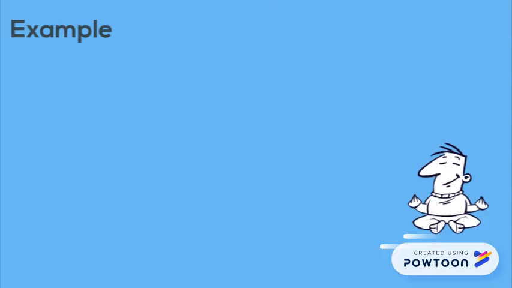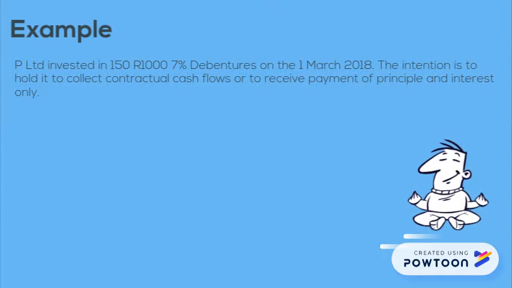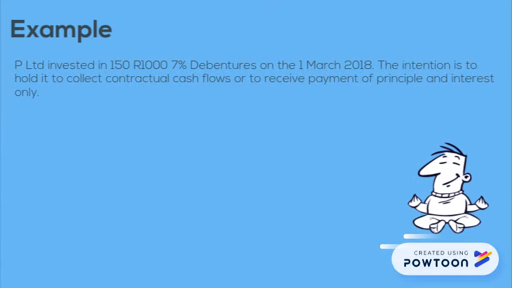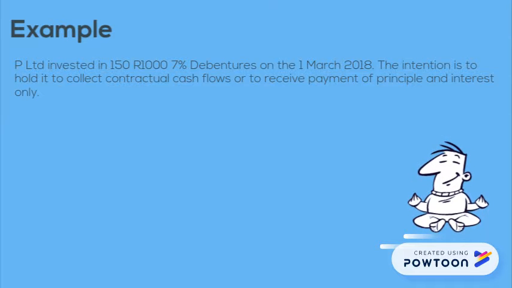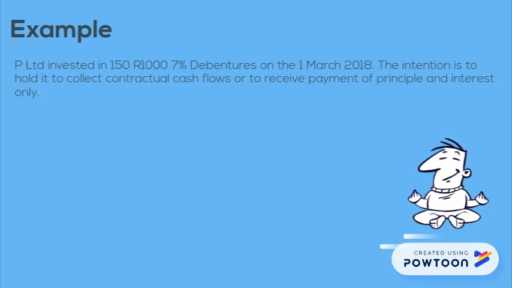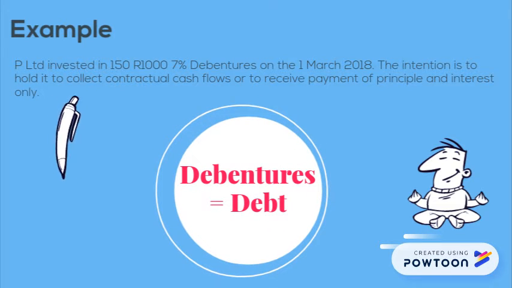Looking at an example, P Limited invested in 150 1,007% debentures on the 1st of March 2018. The intention is to hold it to collect contractual cash flows or to receive payments of principal and interest only. Thus, looking at debentures in their nature, it is a debt instrument.